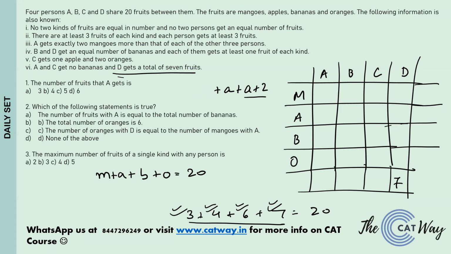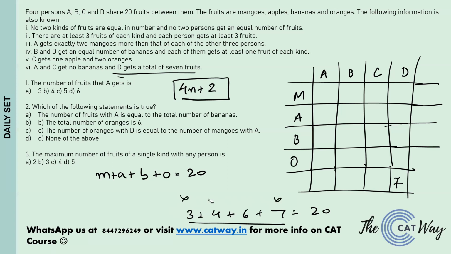That means the total number of mangoes, if you see, will be what? Let's not denote it by A, let's denote it by N. So the total number of mangoes that we have is 4n plus 2. Now we know that the only possibilities for 4n plus 2 are among 3, 4, 6, and 7. Now 3 is impossible, 7 is impossible. 4 will not be possible.